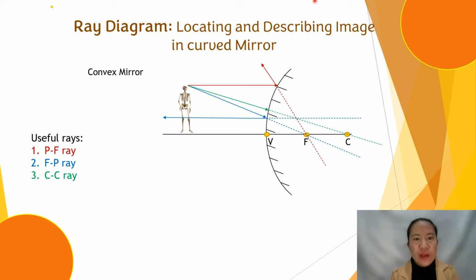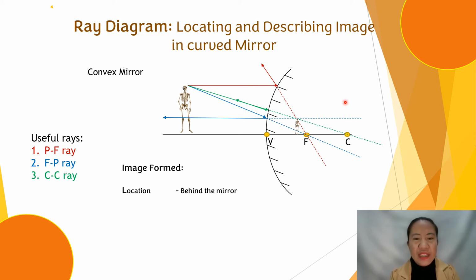So, where can we find the image? The area where those light rays intersect is the location of the image. To describe the image, we use location, orientation, size, and type. Where is the image seen? It is behind the mirror, or we can also say between the vertex and the focal point.